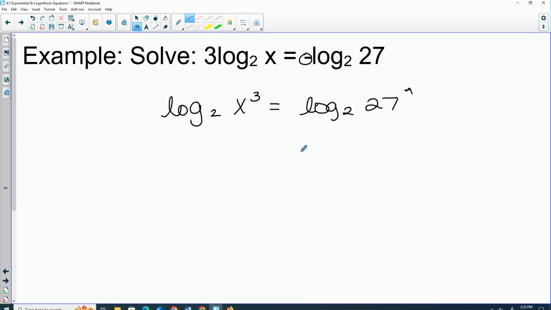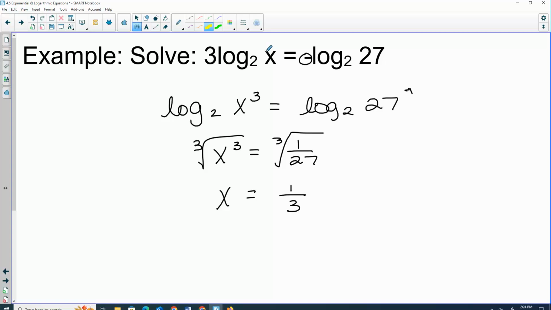Now we have a single log on each side, so we can drop that log. So x cubed equals 1/27. How do we get rid of a cube? Do you have to put a plus or minus? Only if the index is even. So if it's a square root, a fourth root, you add plus or minus. With the odds, you do not, because you can do negatives. So the cube root of 1 is 1, cube root of 27 is 3. Quick check, if I plug that back in, is my argument positive? Yes, so my answer is 1.